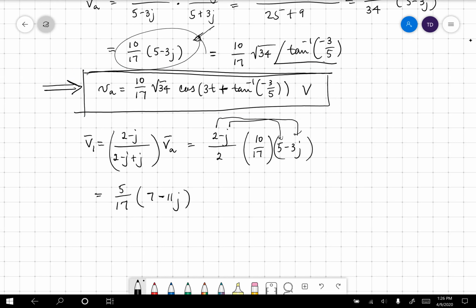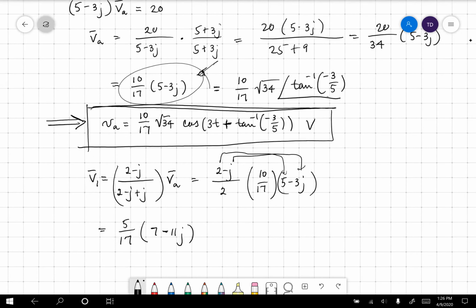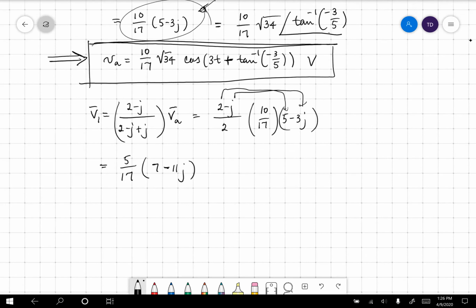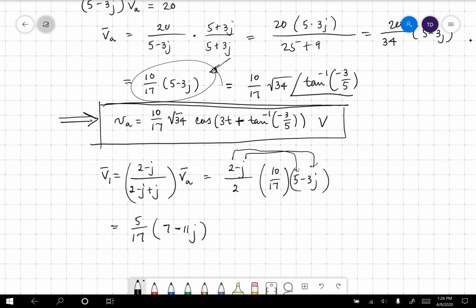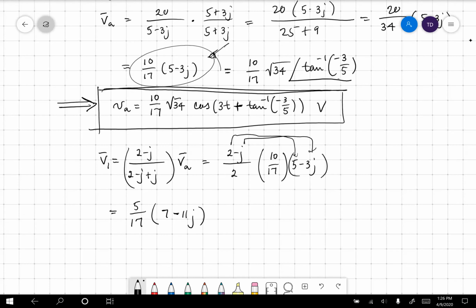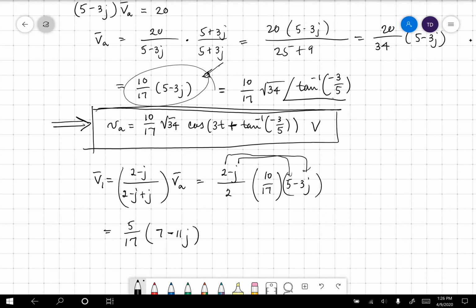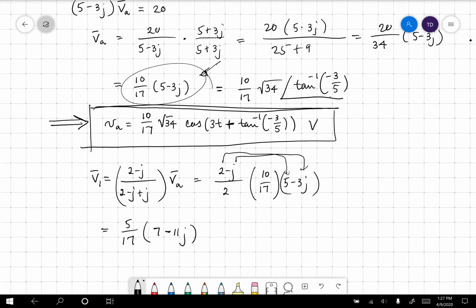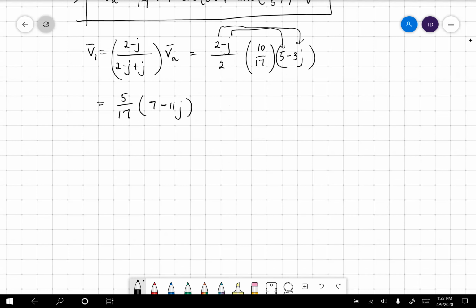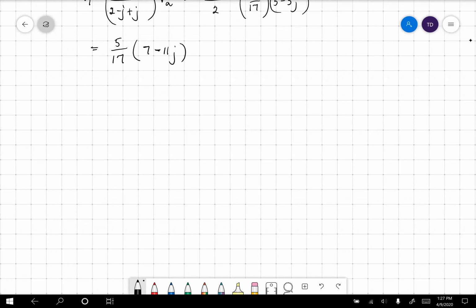That's what I said. Did I do that all correctly? Everything look good there? Ten minus 3, I think it all looks good. Okay. Good. Numbers look okay, just double checking my numbers here. 2 minus j over 2 times VA, and VA was 5 minus 3j. Okay, good. Great. So 5/17, 7 minus 11j. That is V1. What's V2 equal to?